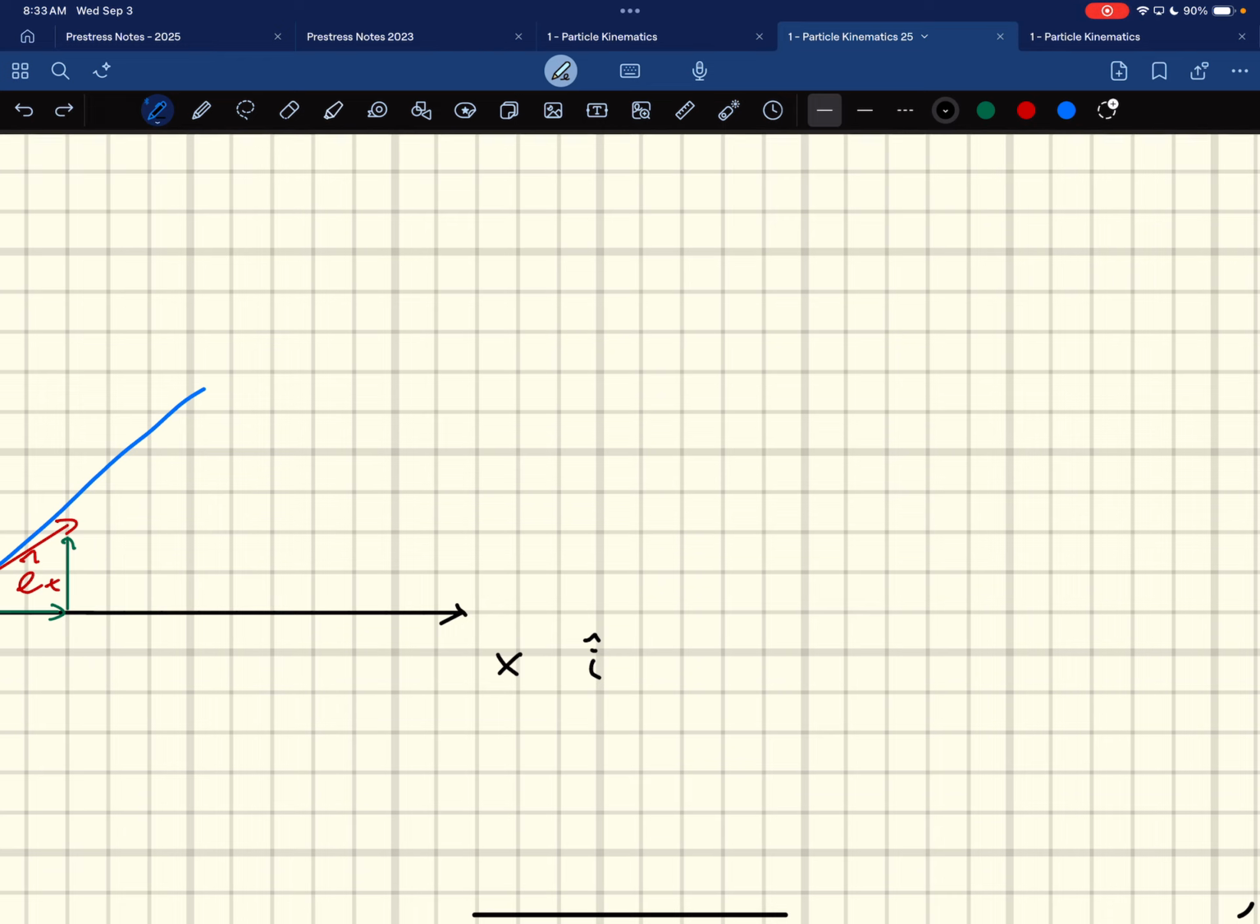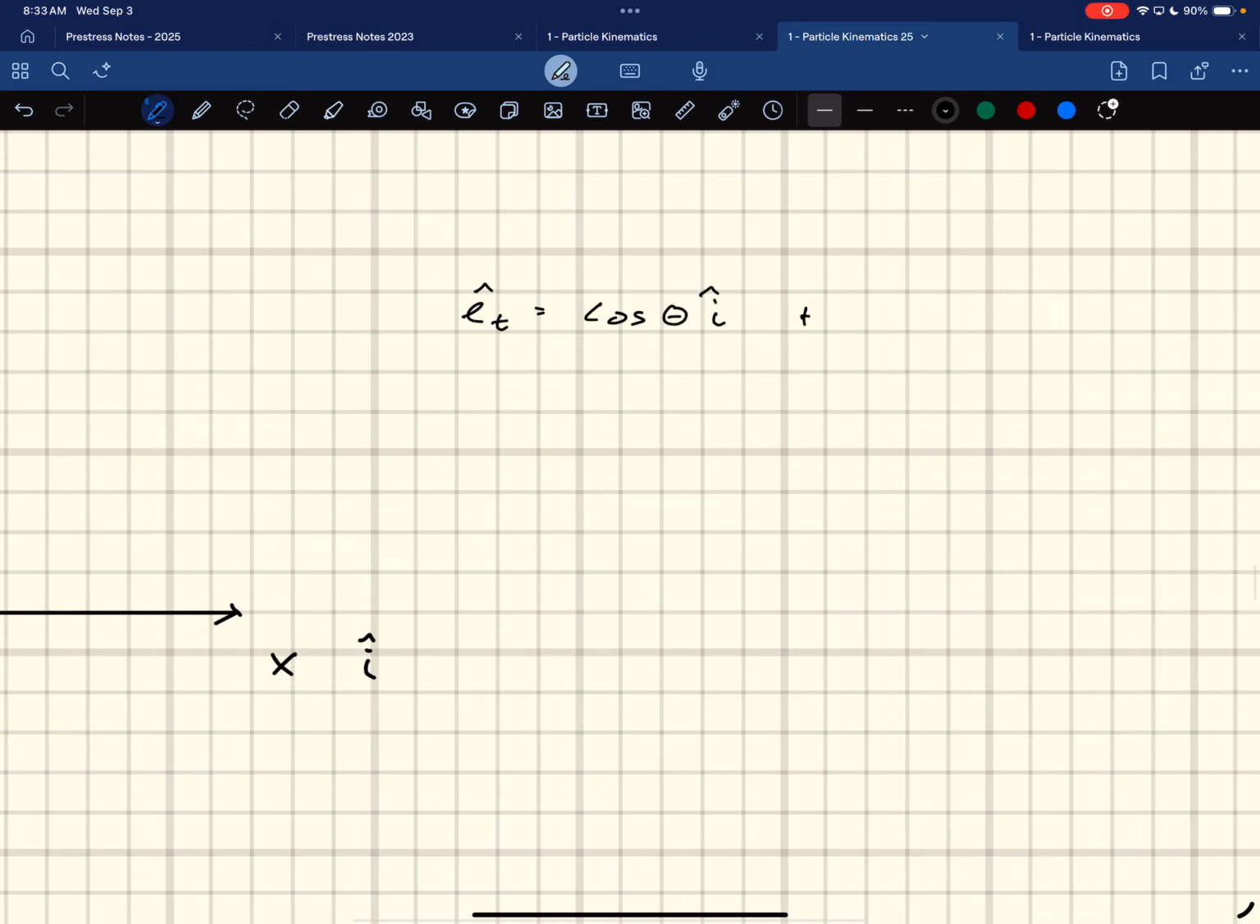e_t hat is equal to cosine theta in the i direction plus sine theta in the j direction. And e_n hat is equal to negative sine theta in the i direction plus cosine theta in the j direction.